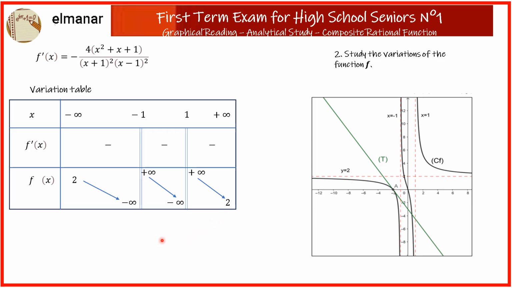Discontinuities at minus 1 and 1. The function is undefined at these values. This leads to vertical asymptotes, straight boundary lines where the graph either shoots upward or plunges downward. Horizontal asymptote. As x becomes extremely large or extremely small, the function gets closer and closer to the value 2 without ever touching it. This indicates a horizontal asymptote at height 2.